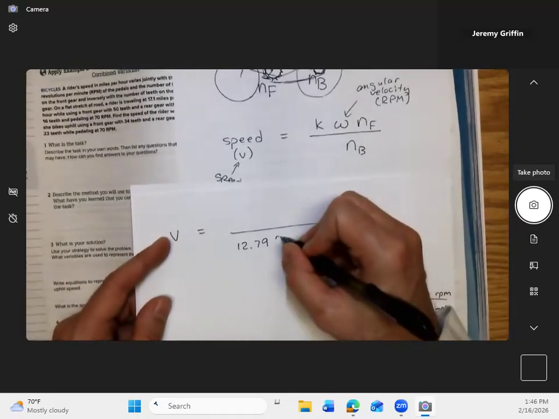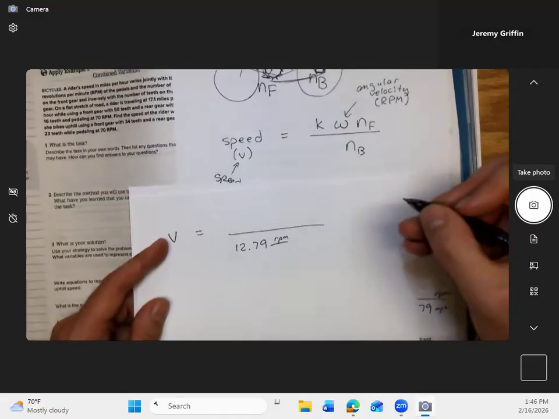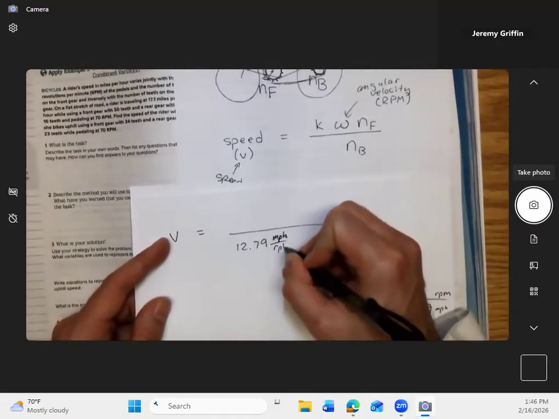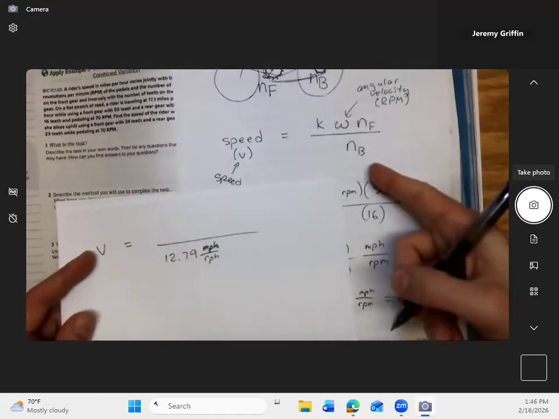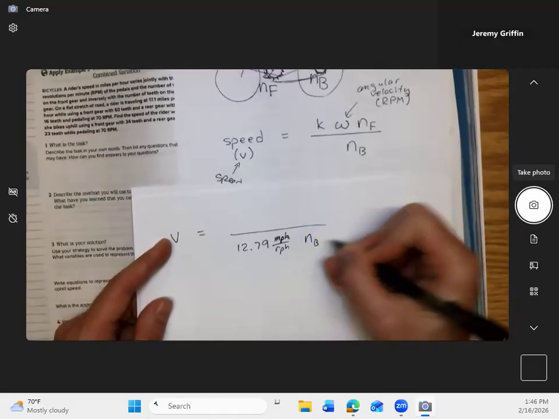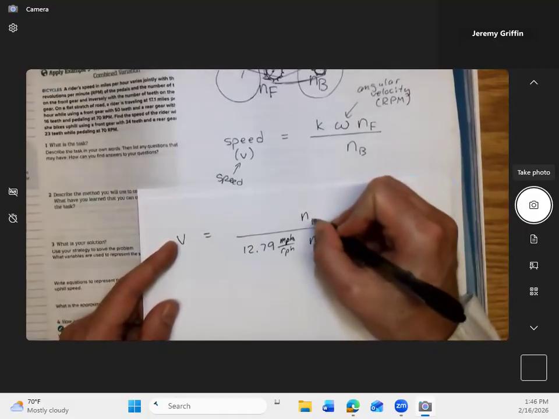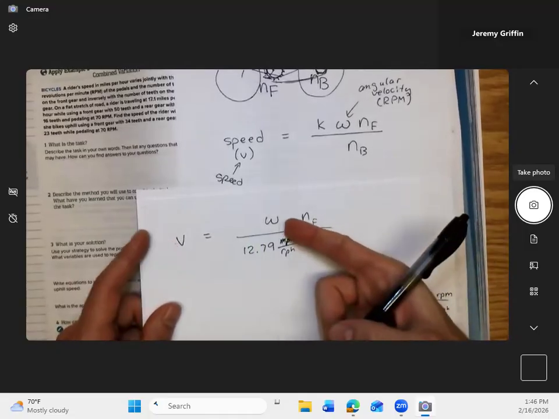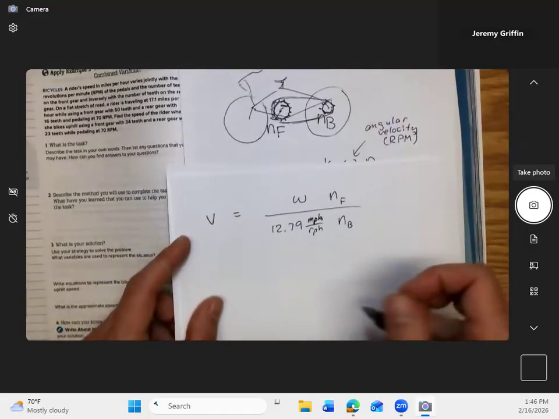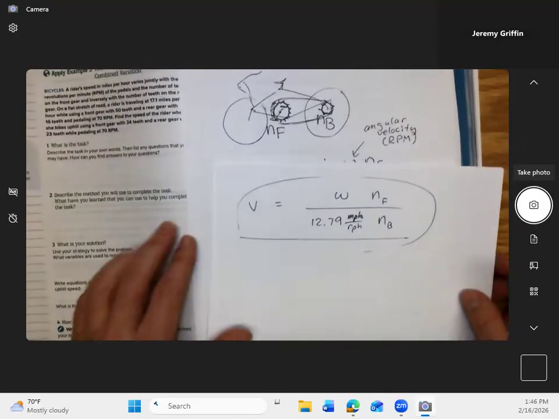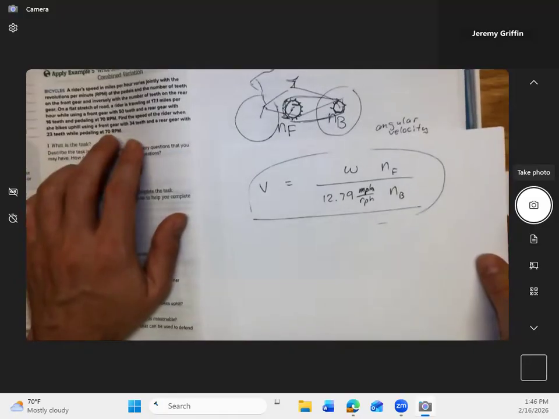Again, this RPM over... sorry, MPH, RPM, something like that. I got the number of teeth on the back here, the number of teeth on the front here, and the angular velocity in revolutions per minute right there. So I can use this as my model. Here's my model. Now is the actual target question.